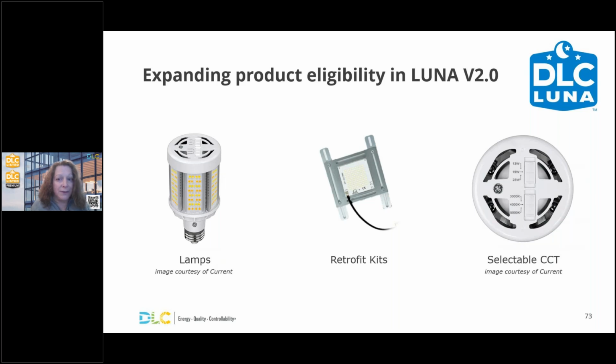We're also expanding Luna eligibility to include low CCT and amber lamps and retrofit kits. These weren't allowed in Luna version 1.0, but with the right criteria, these products can reduce both energy use and light pollution. We're adding thresholds for maximum light output for these products, uplight, and lowering the max CCT to 2700K. Importantly, these thresholds apply for Luna qualified products of these types, not general SSL qualified products.